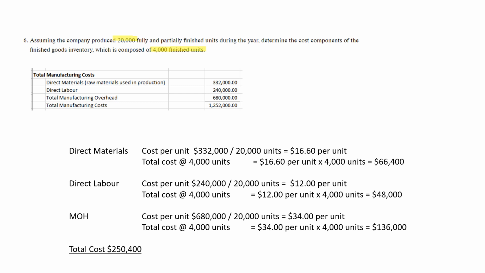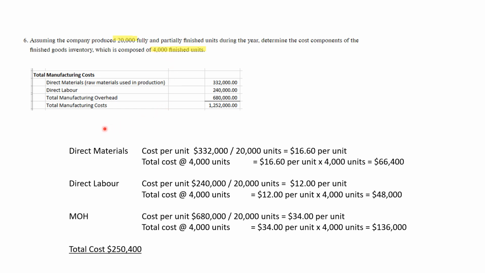The way we're going to do this is we're going to assume that all of our manufacturing costs, so everything that goes into making our finished goods, is our direct materials, our direct labor, and our manufacturing overhead. These are all the components that go into our finished goods. And where we know they're all variable costs, we can figure out the cost per unit based on these 20,000 units and use it to find the total cost we'd expect, assuming 4,000 units.